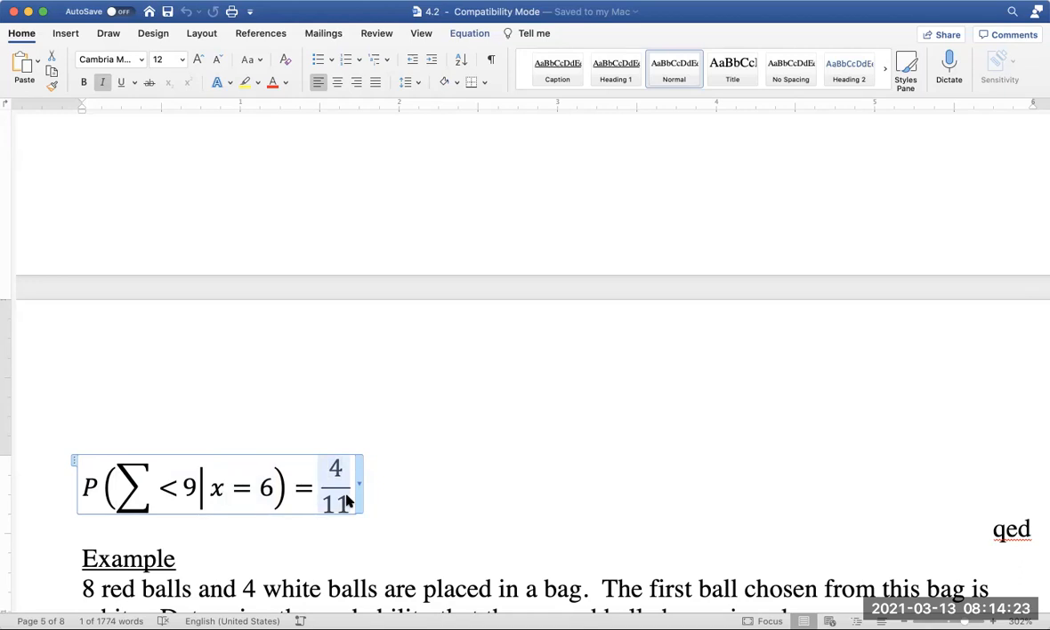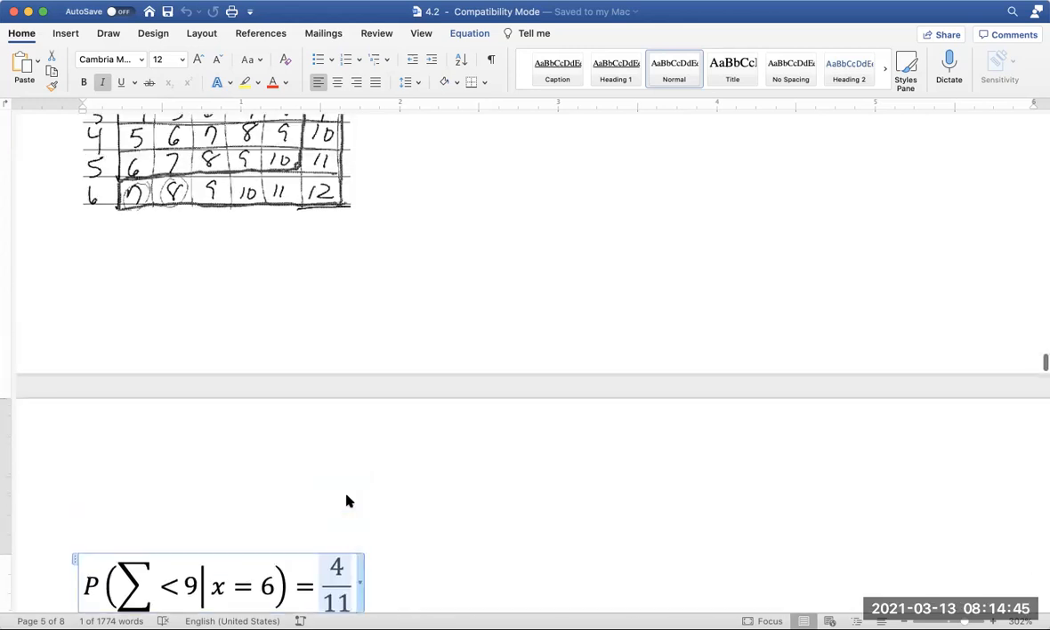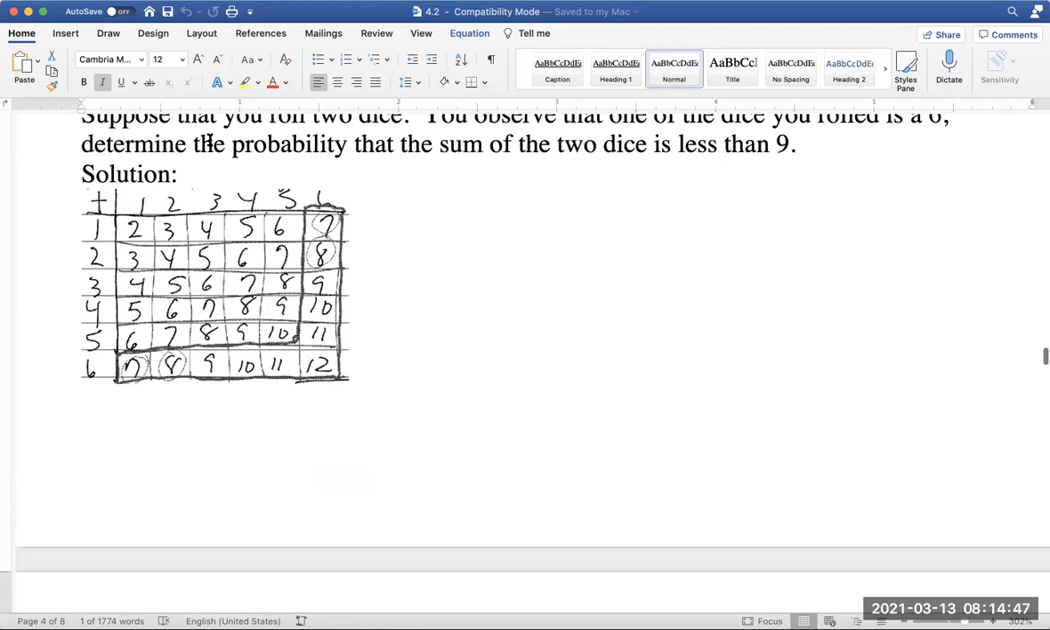It's not 2 out of 6 or 4 out of 12. It's 4 out of 11. So notice that you have to be more careful. So just don't go with your intuition. Actually do the techniques that I've told you. That's why I have you write out these things like this, so you can actually do the calculation.